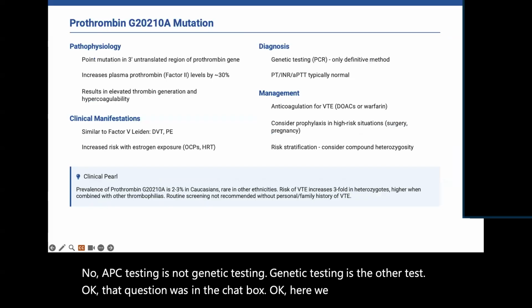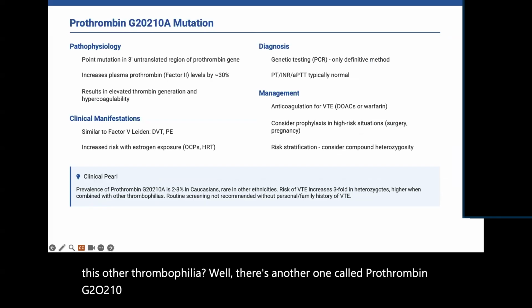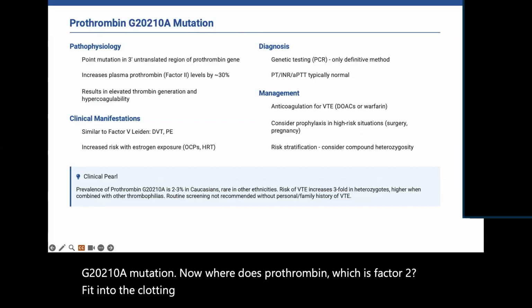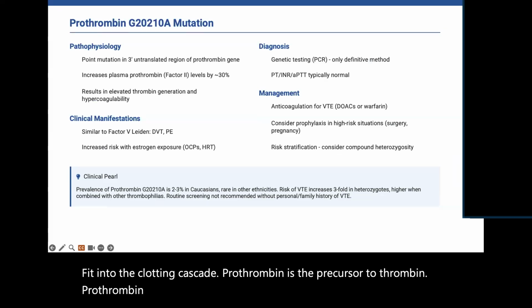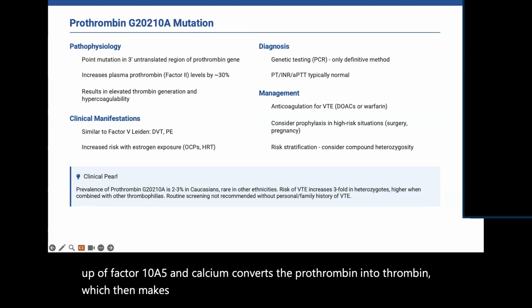Okay, here we go. Now, what about this other thrombophilia? Well, there's another one called the prothrombin G20210A mutation. Now, where does prothrombin, which is factor 2, fit into the clotting cascade? Prothrombin is the precursor to thrombin. In the common pathway, the prothrombinase complex, made up of factor 10A, 5, and calcium, converts the prothrombin into thrombin, which then makes a fibrin clot.